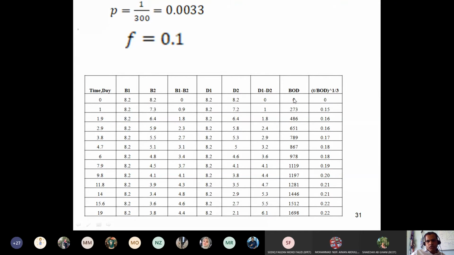How to calculate BOD? Also the same criteria. I will calculate BOD using D1 minus D2 divided by P. The equation is a little bit long, because there is F also. You see the equation from before.